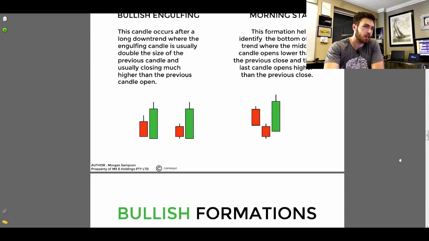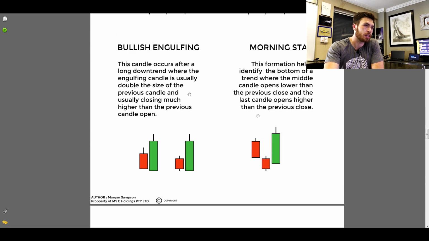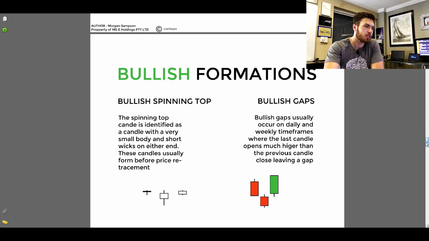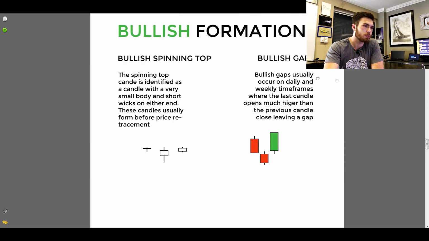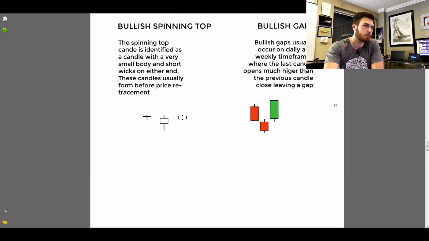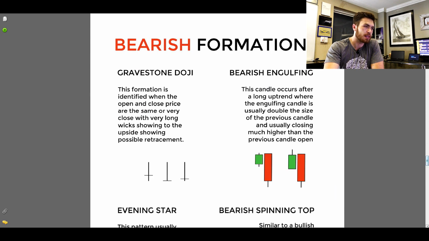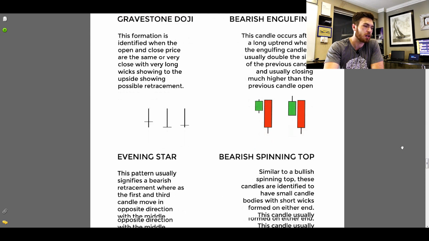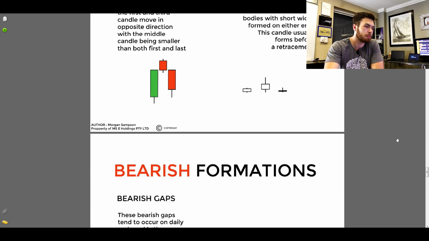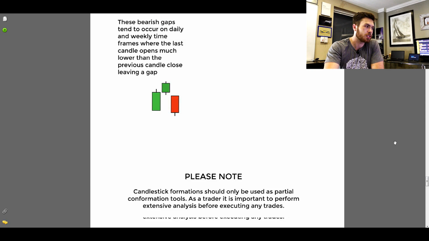You'll see there's the bearish engulfing, the morning star, the bullish engulfing, the morning star, and exactly what the candlestick colors should be. So that's also important to identify, the colors as well. Then talking about the last two bullish formations, the bullish spinning top and the bullish gaps, as well as simple explanations. Then if you go into the bearish formations, you're going to see the same: the gravestone doji, bearish engulfing, evening star, bearish spinning top, and then the last one, the bearish gap.